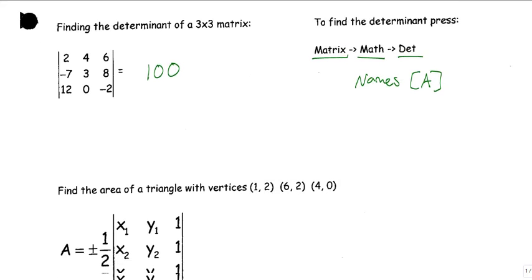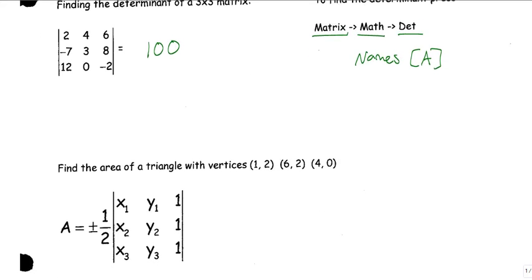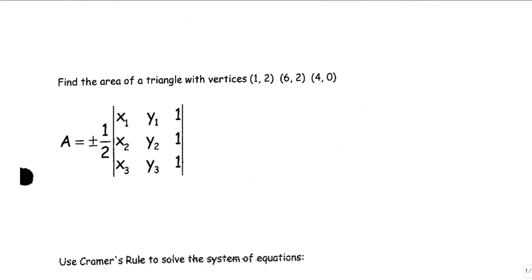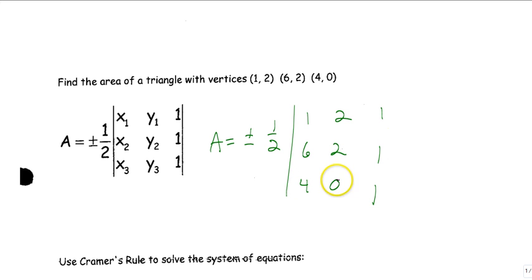We can use this information to do a couple things. 1, to solve our systems of equations, and 2, to find an area of a triangle given 3 points, random 3 points on a coordinate grid. This is just a fun little formula. We're just showing you how to use it and how it applies. So I want to find the area of this. The area is equal to plus or minus 1/2 the determinant of, I'm going to use 1, 2, and then these are all 1s. The other points are 6, 2, and the other point is 4, 0.